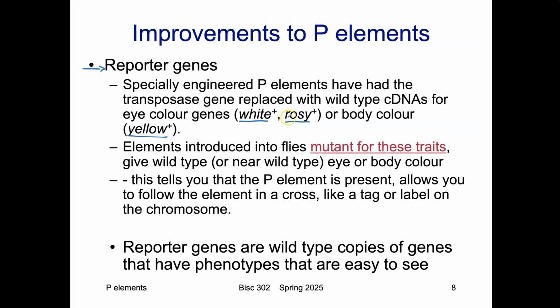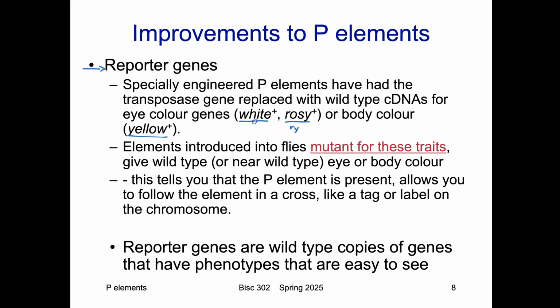These two are eye color. So if a fly is mutant for rosy, it has pink eyes. But if it has rosy plus, it's got wild type red eyes. If a fly is mutant for white, it has white eyes. But if it has the wild type, it has red eyes. And for body color, if it's wild type for the yellow gene, it has a tan body color. And if it's mutant, it is yellow.